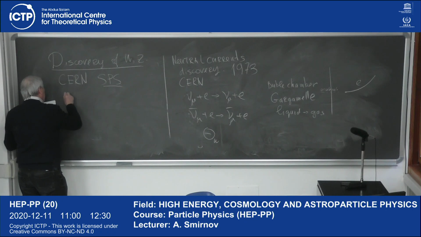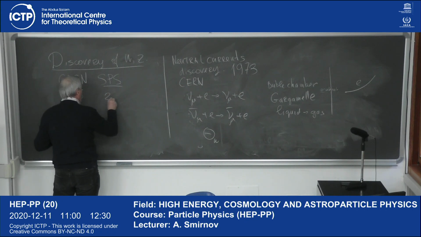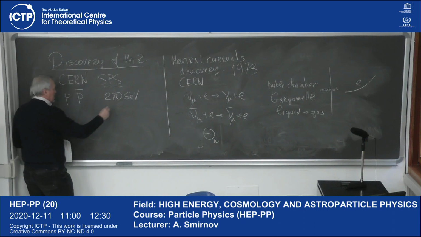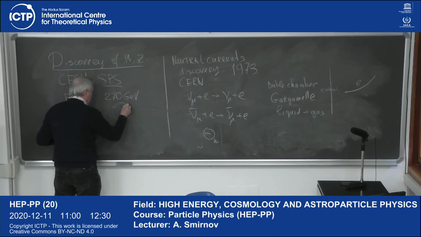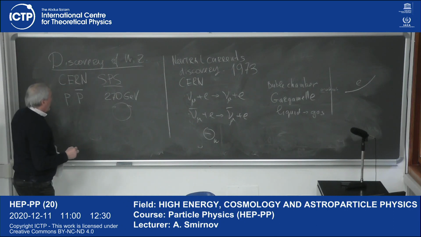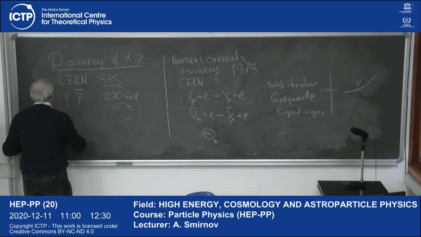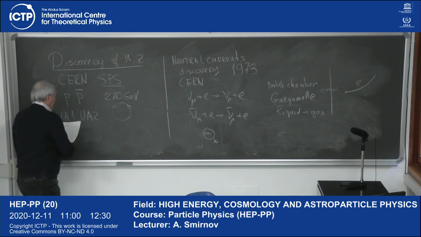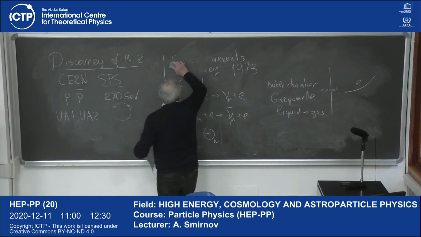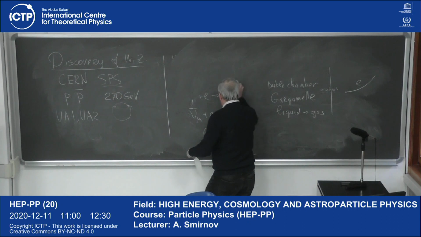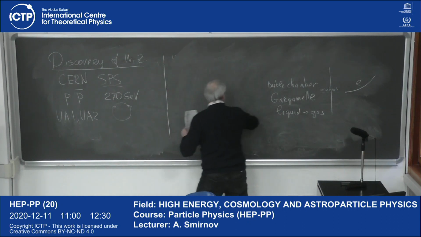In this experiment they collided protons and antiprotons with energy 270 GeV in each beam. Protons and antiprotons were accelerated, and each beam had energy 270 GeV, so it was a symmetric collider. There were two experiments, UA1 and UA2. And it was an interesting story actually, how they competed with each other. And Carlo Rubbia, who got the Nobel Prize for this discovery, was in the UA1 experiment.